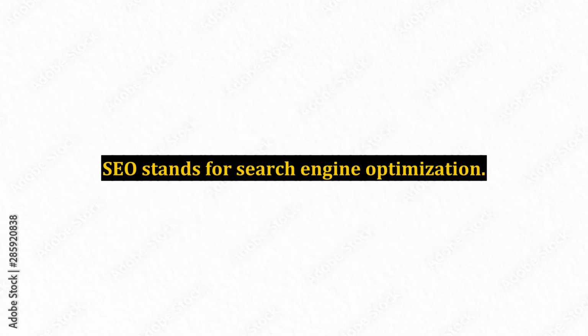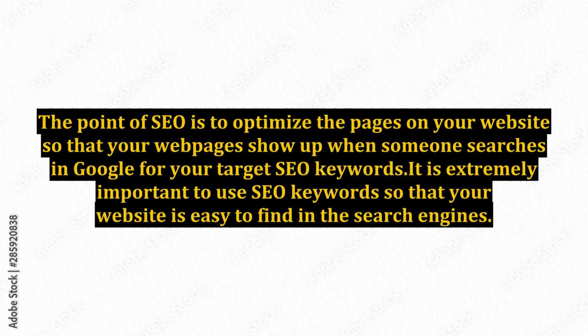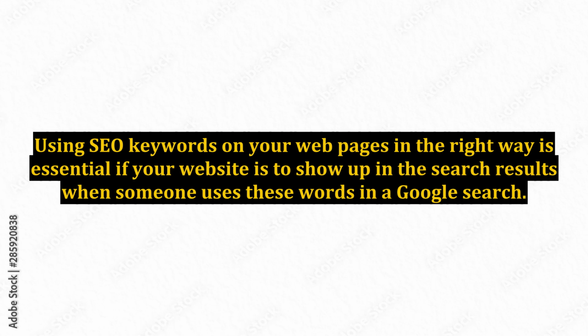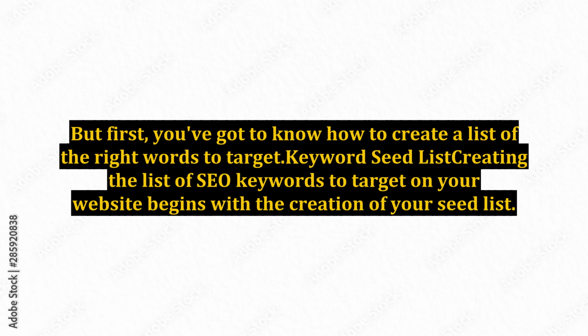SEO stands for search engine optimization. The point of SEO is to optimize the pages on your website so that your web pages show up when someone searches in Google for your target SEO keywords. It is extremely important to use SEO keywords so that your website is easy to find in the search engines. Using SEO keywords on your web pages in the right way is essential if your website is to show up in the search results when someone uses these words in a Google search. But first, you've got to know how to create a list of the right words to target.